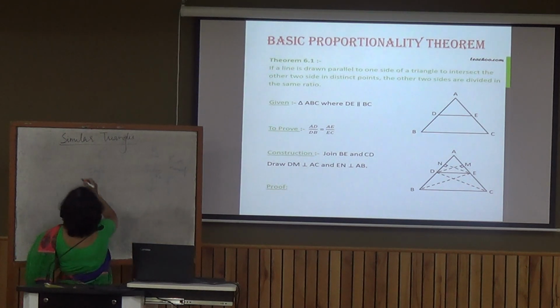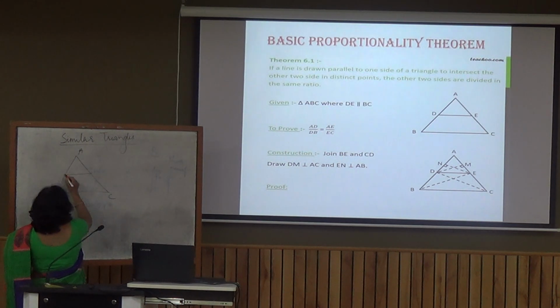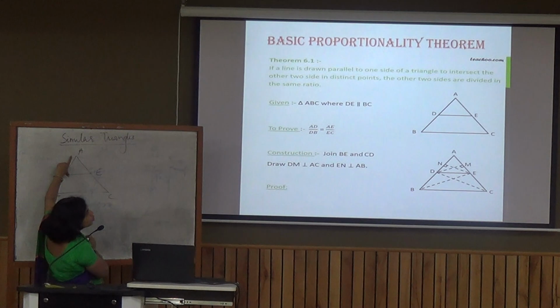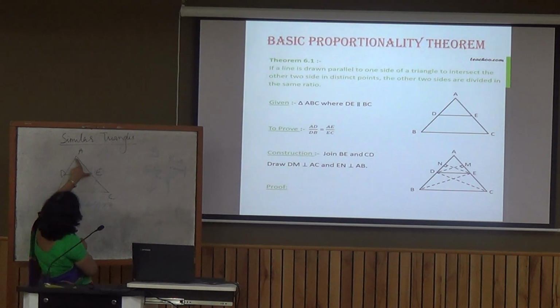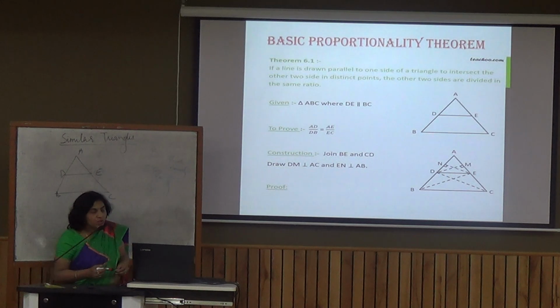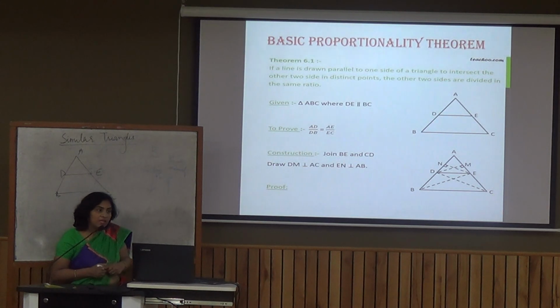So, we have a triangle ABC. DE is parallel to BC and we have to show that AD upon DB is equal to AE upon EC. That says DE is dividing both the sides in equal ratio. So for that we have to do some construction. We join B to E, C to D, then we draw two perpendiculars, DM perpendicular to AC and EN perpendicular to AB. Let's begin with the proof.